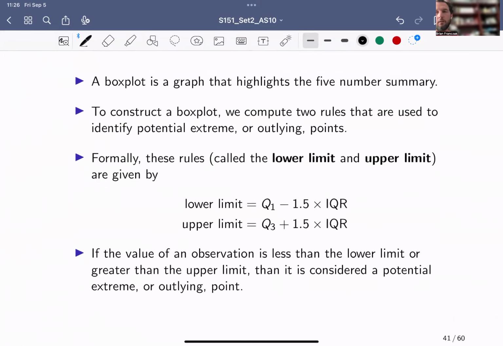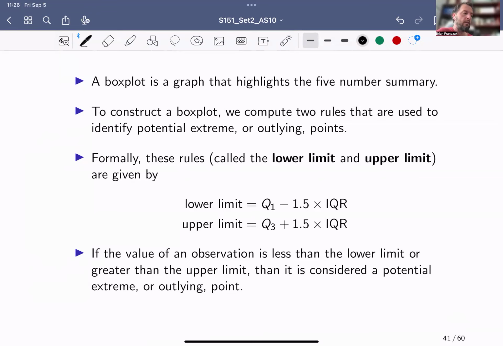Okay, so our second visualization technique for quantitative data is a box plot. What is a box plot? It's just a graph of the 5-number summary in most cases. Box plots can also be used to detect outlying points in the dataset. And this is done through the construction of what are called limit rules.